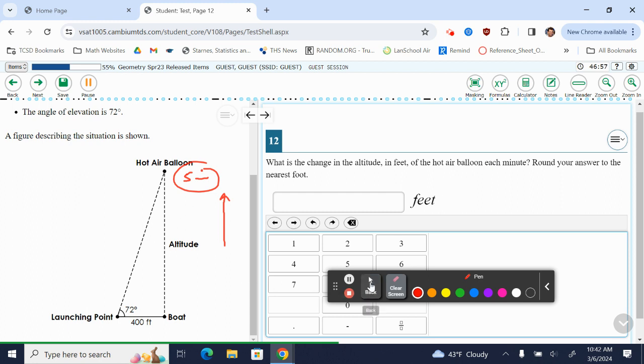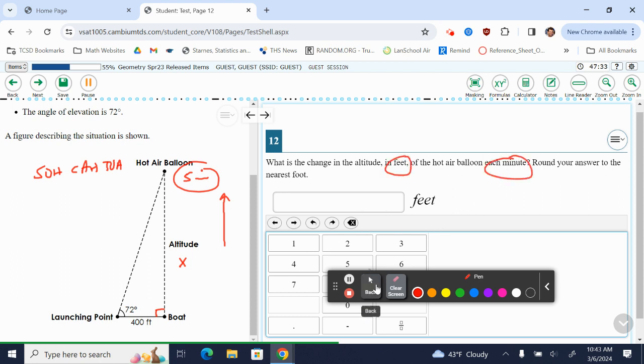So here's what we have to do, right? We have to find this altitude, and we're going to do it using trigonometry. SOHCAHTOA. The reason I know this is because I'm assuming the hot air balloon is going straight up. That's a right angle, and I have an angle and a side length. So we're going to use SOHCAHTOA, which is on your reference sheet, to find the altitude. Once we find the altitude, we're then going to divide it by 5 because we want to find out the change, the rate of the altitude in feet each minute. So feet per minute. Okay?